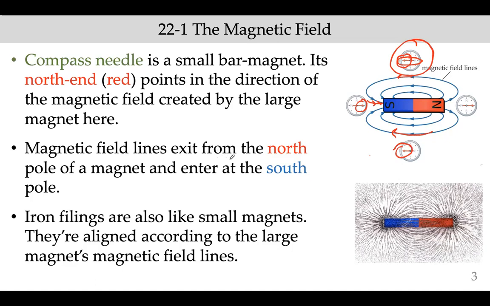Magnetic field lines exit from the north pole of a magnet and enter at the south pole. As you can see here, they exit from here and go into the south pole. And in this figure, we have iron filings, basically small iron pieces. They are also like small magnets. They are aligned according to the large magnet's magnetic field lines, as you can see here. So these are the magnetic field lines. If you scatter some iron filings here, they will be aligned in the same directions as the magnetic field lines.